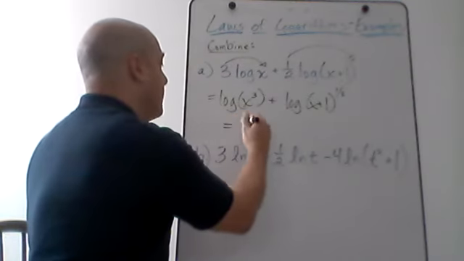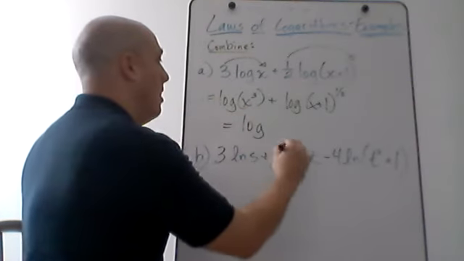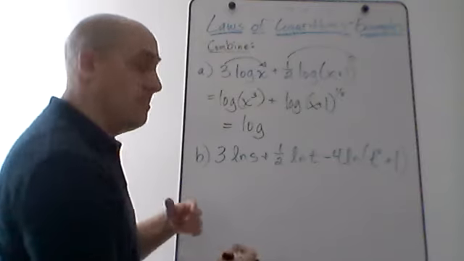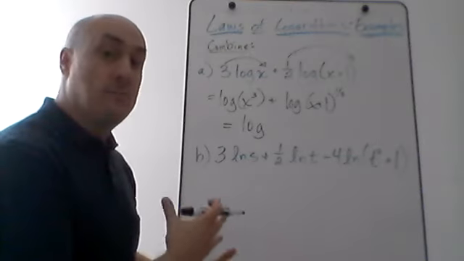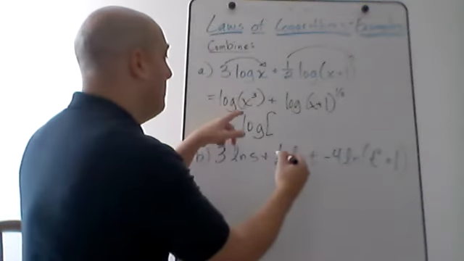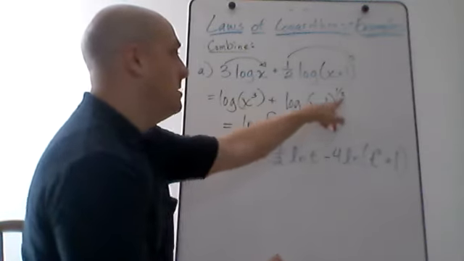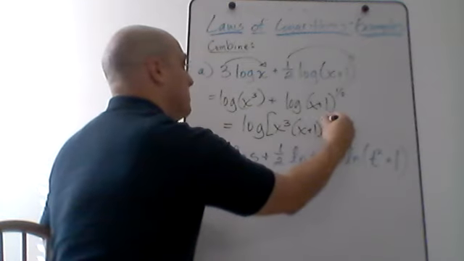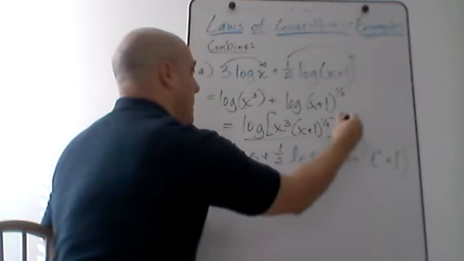If it's a plus, like it is here, I combine these into a single log. They were both log base 10, so I keep it a log base 10, a common logarithm. That base doesn't change when I'm using these laws of logarithms. So it's going to be log of, and then I multiply the x to the 3rd times the x plus 1 to the 1/2. X to the 3rd times x plus 1 to the 1/2, and that's it.